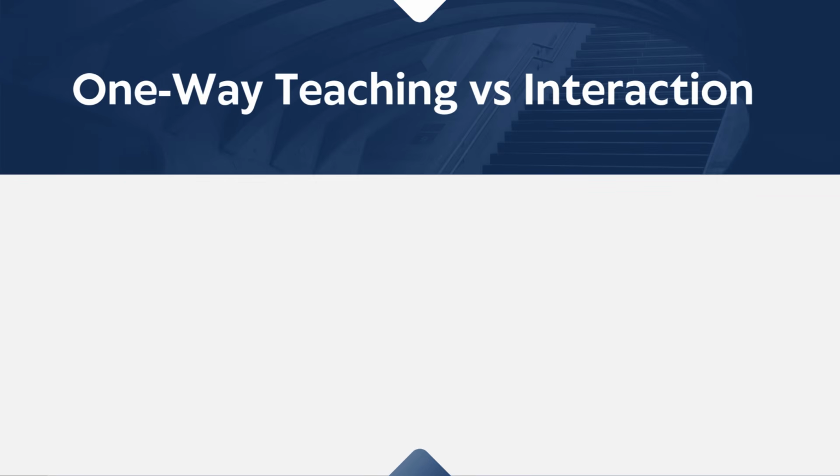Let's now understand the difference between one-way teaching and interaction. One-way teaching is when the teacher explains continuously. Interaction is when students talk, think, respond, and the teacher adapts. In one-way teaching, the teacher has little idea of what students understood. In interaction, the teacher keeps checking understanding during teaching. This is a very important difference, because learning happens when classrooms become conversations and not monologues.